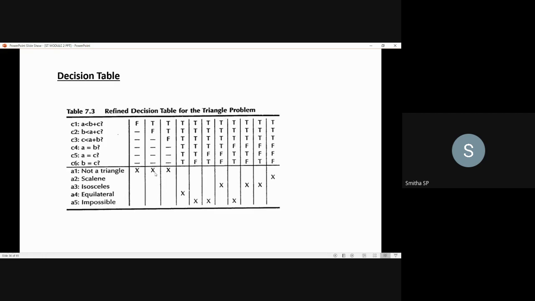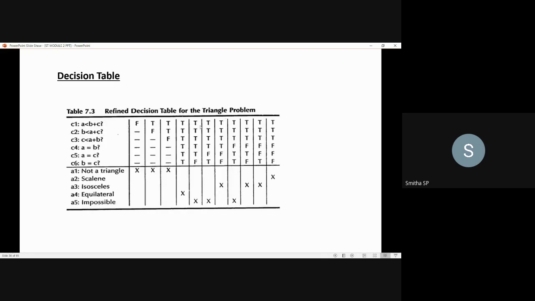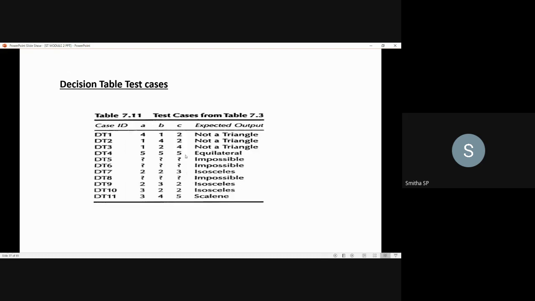Likewise, for the rest of the actions, not a triangle, how C2 and C3 have failed, that you are stating here, and looking into that you are writing the test cases. Now moving on to DT4, that is the equilateral triangle. So all the conditions are satisfied here. So looking into that, you give the inputs here. So A, B, C. I have given 5, 5, 5 for all the three sides. So it is an equilateral.